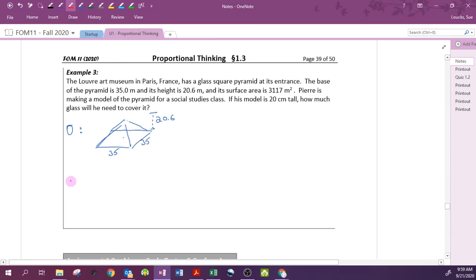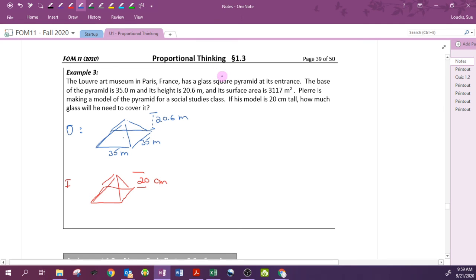And then for the image, I'm actually just going to draw the same picture again, but I'm going to put different sizes on it. All I know about the image is that it's 20 centimeters tall. It's the only height that I know. Oh, and this is centimeters, so I should put that on there because this time the units are different. So let's make sure we label that. Meters, meters, meters. And we're being asked about the surface area. How much glass do we need?